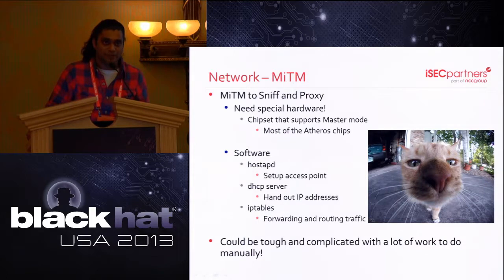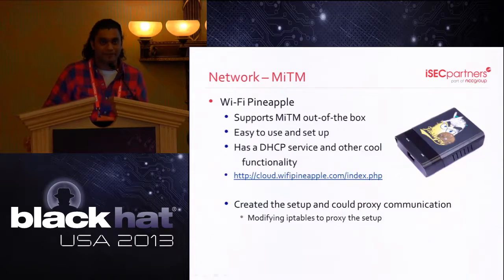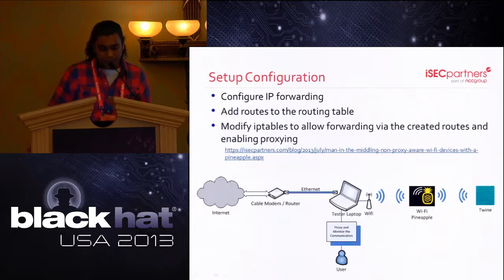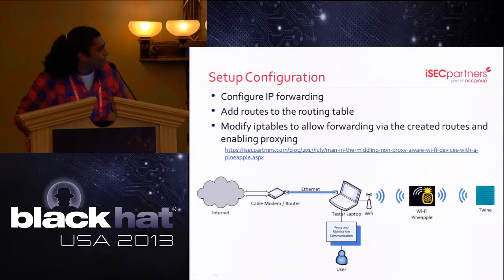IP tables need to be configured to allow proxying as well as forwarding traffic between the device itself and the connection to the internet. It can be a little tough, and we decided to go with the Wi-Fi Pineapple, which does all of this out of the box. It sets up an access point and hands out IP addresses. With a little tweaking, you can also get it to man in the middle network communication.